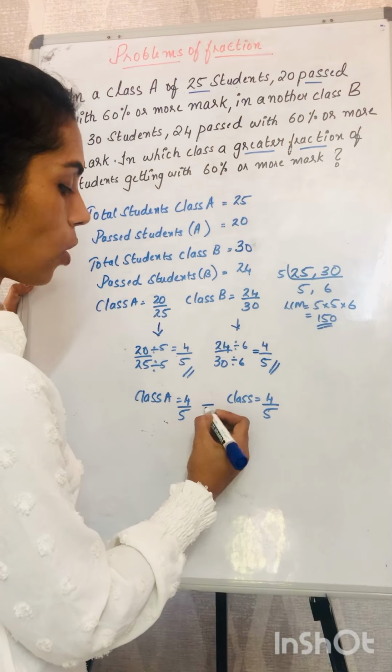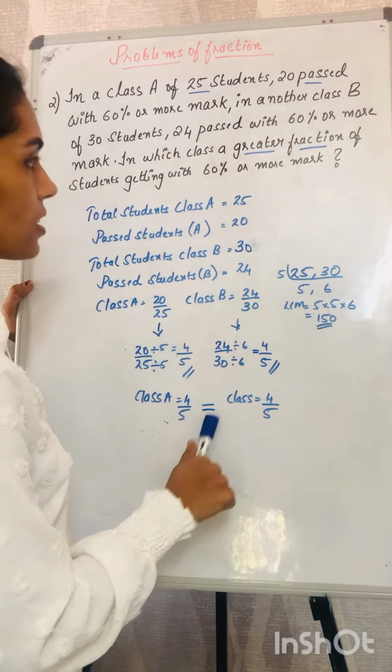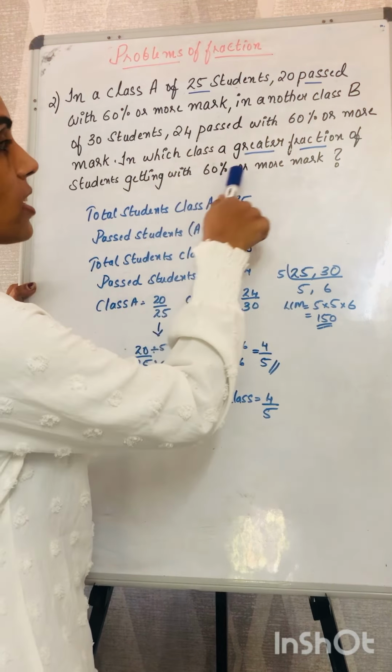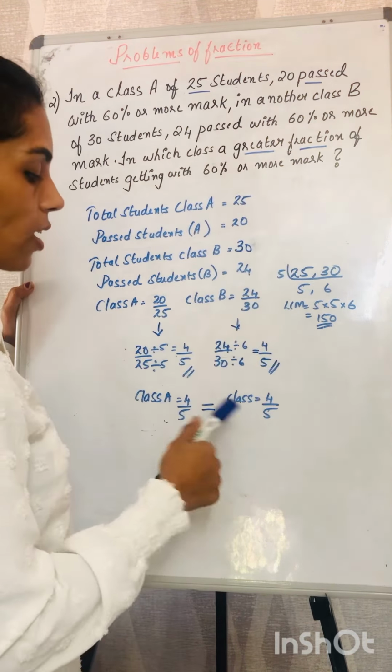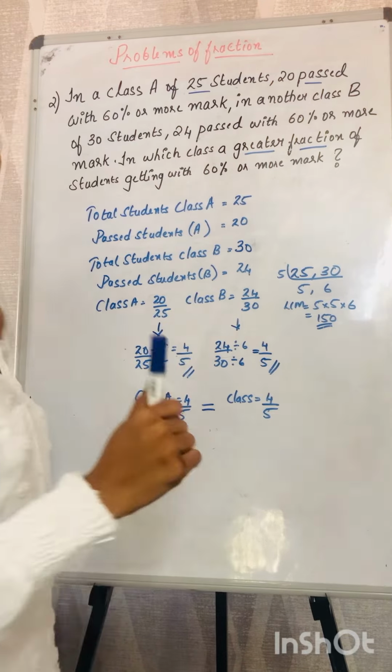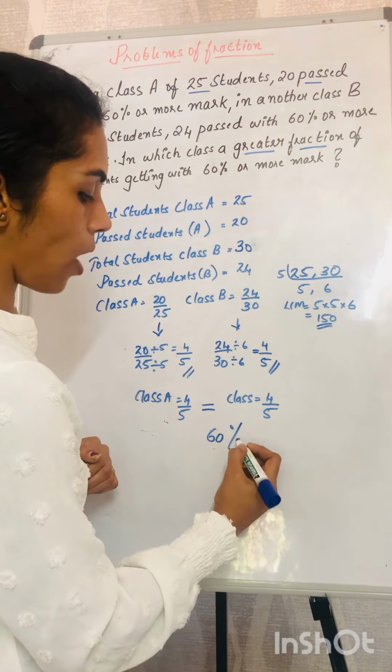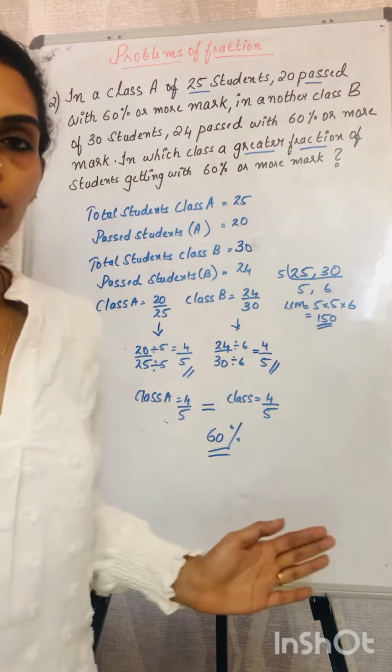See, now you got both the fractions, right? So you have an equal sign here. That is, in which class a greater fraction of students got 60% or more marks? That is, both classes are scoring more than 60% marks. That's all for this problem.